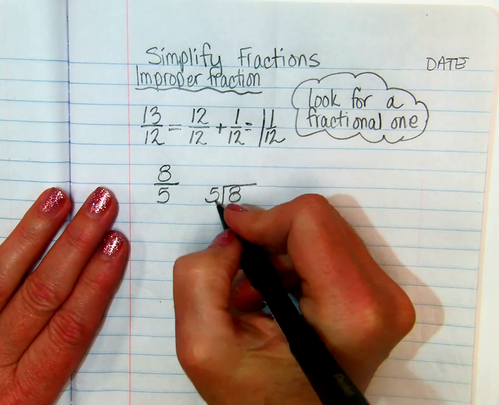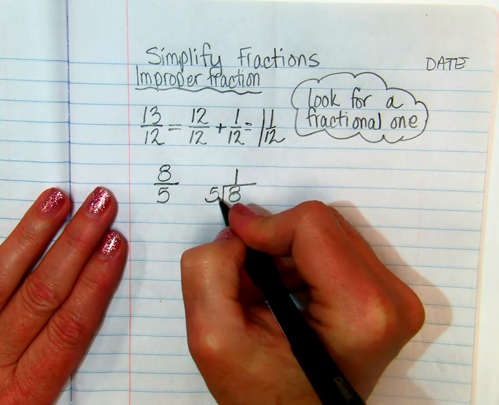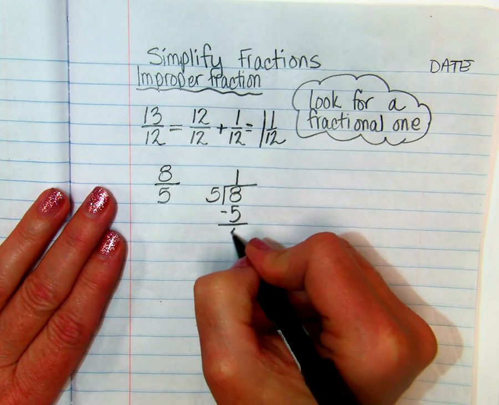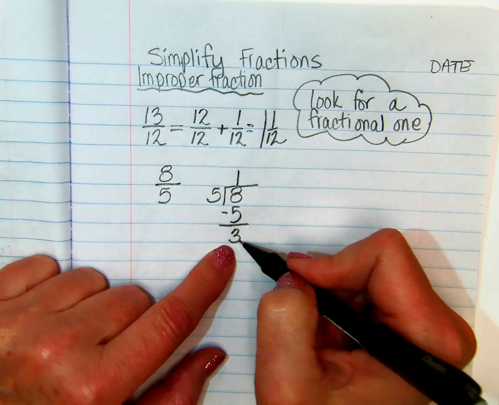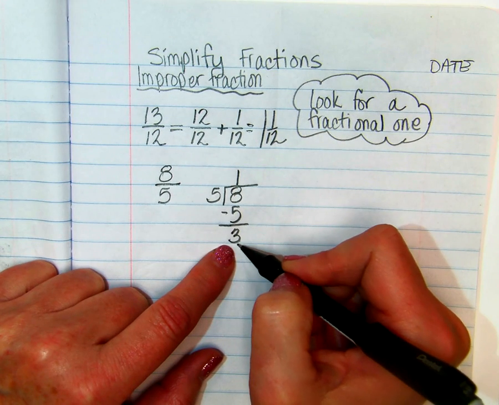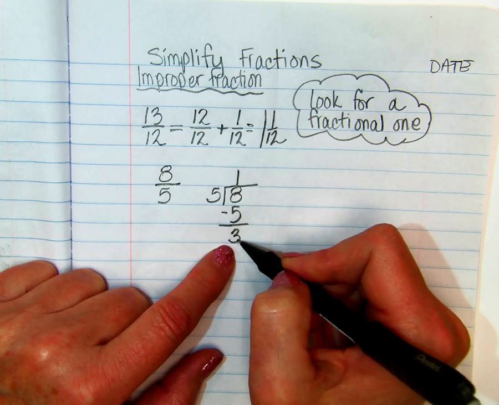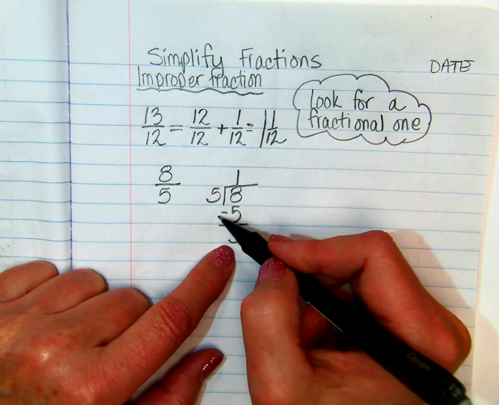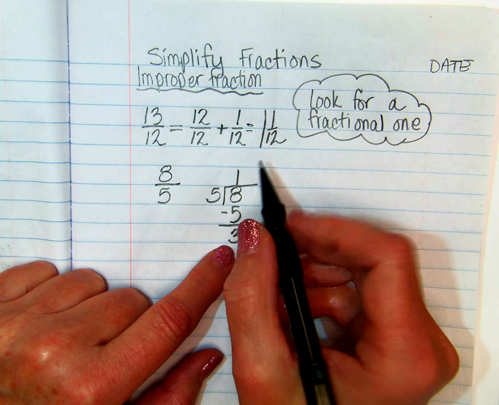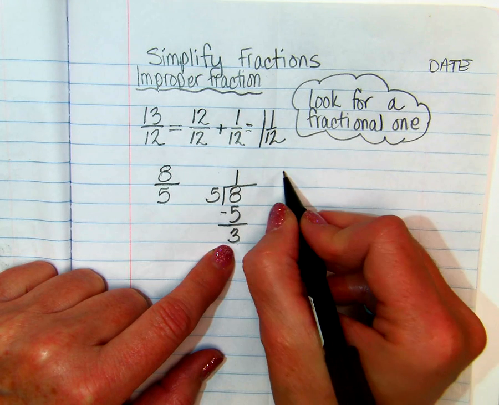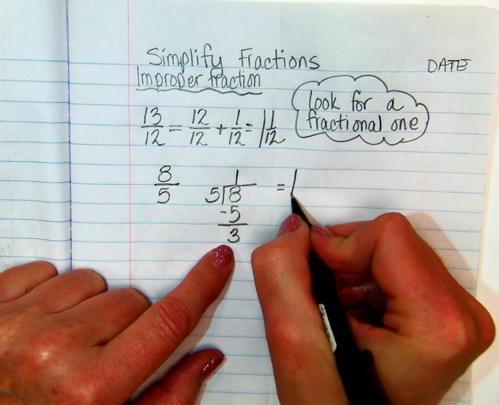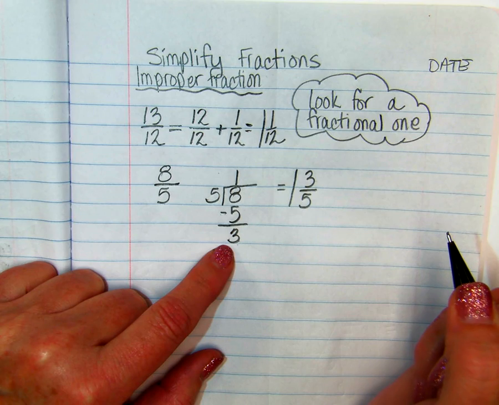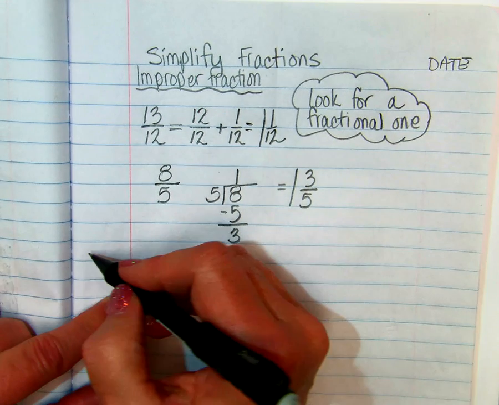How many 5s are in 8? 1. 1 times 5 is 5. Subtract. 8 minus 5 is 3. The 3 is remaining, but I do believe we have learned that we just take that remainder. It becomes our numerator above the divisor, and the divisor is our denominator. So we would say this simplified 8/5 would equal 1 and 3/5. Okay? All right, so that's for improper fractions.